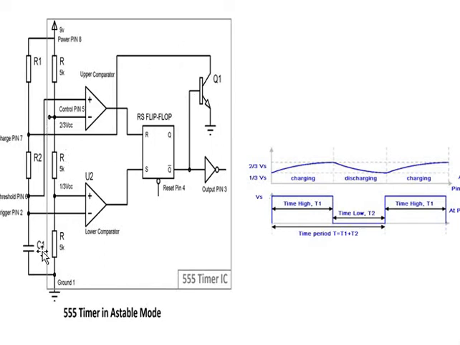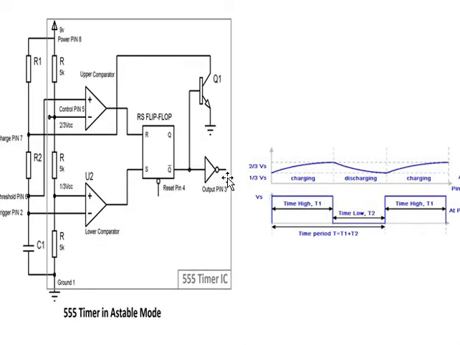So as a result, the capacitor C1 charges through R1 and R2 towards VCC. You can see from this graph that initially the output is 1 and the capacitor charges towards VCC, and whenever the charge is equal to 2/3 VCC, the upper comparator output becomes 1 and the RS flip-flop is reset. That means Q bar becomes 1.